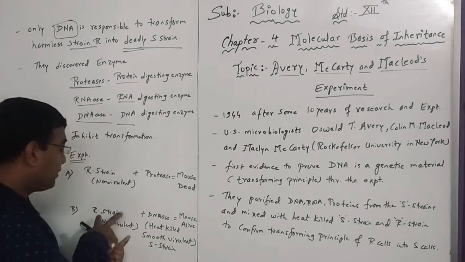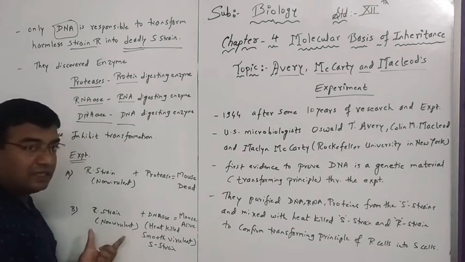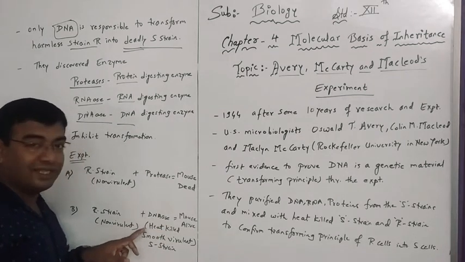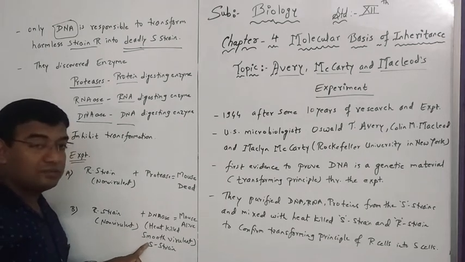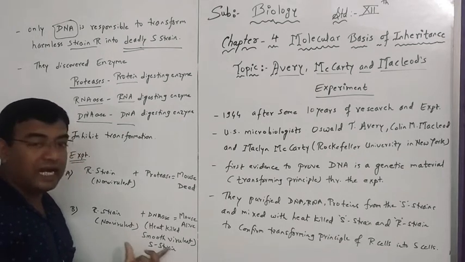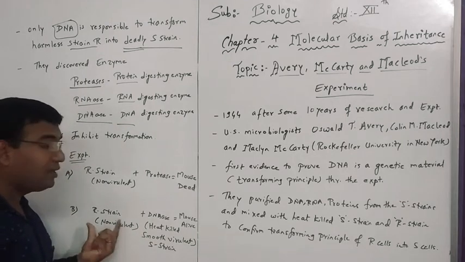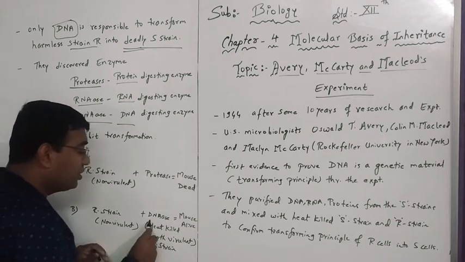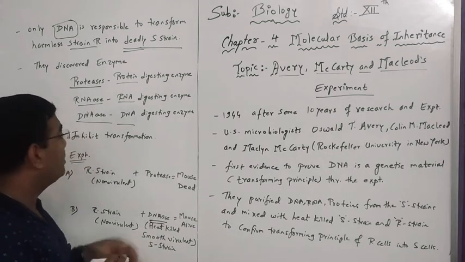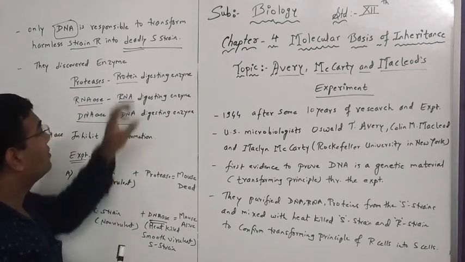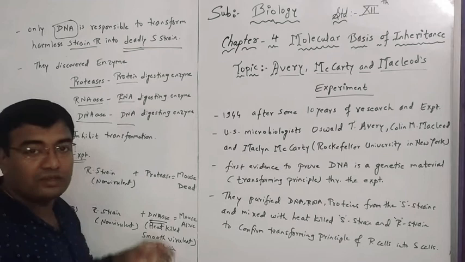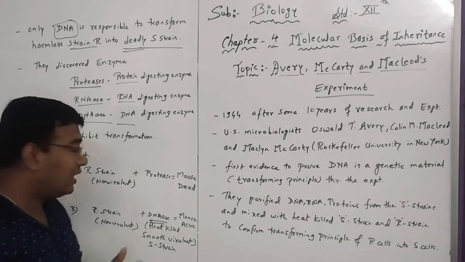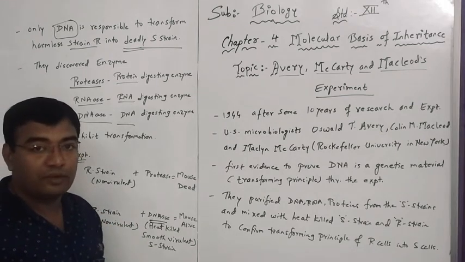But in the second case, they found that when the R strain, a non-virulent strain, was added to the heat-killed S strain, which is the smooth virulent one, treated with DNase, the mouse was alive. So it proved that the DNase used in the second experiment was responsible for digesting the DNA. That means the DNA of the virulent or deadly strain was digested. That's why the mouse stayed alive in the second case. And they proved their theory that DNA is responsible for the transforming principle.